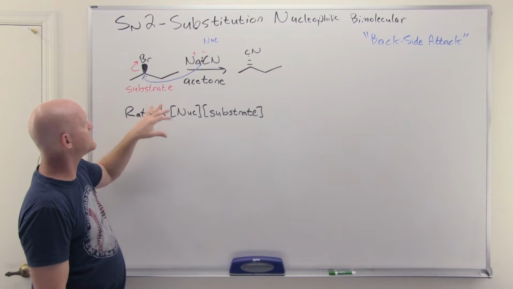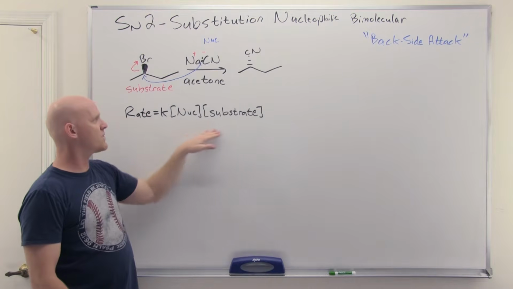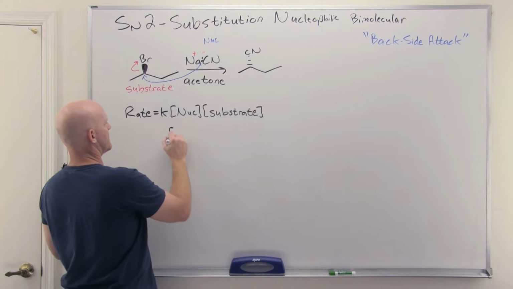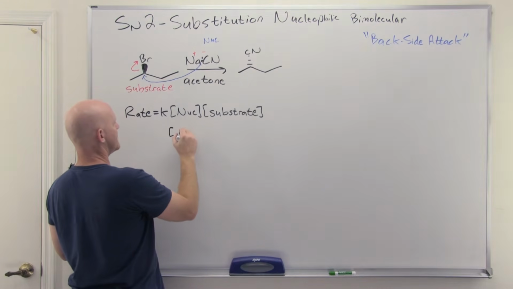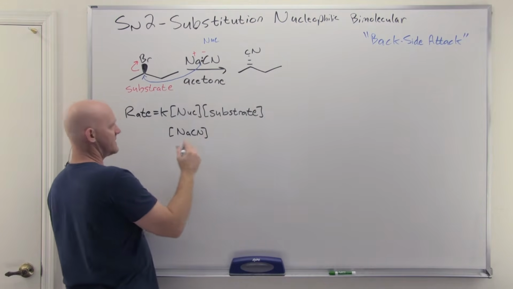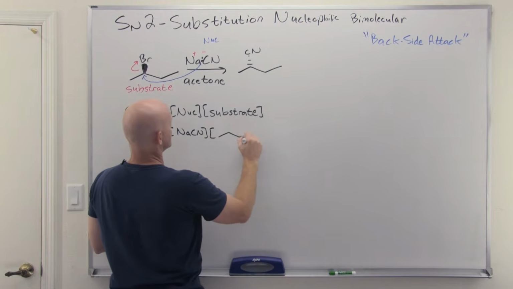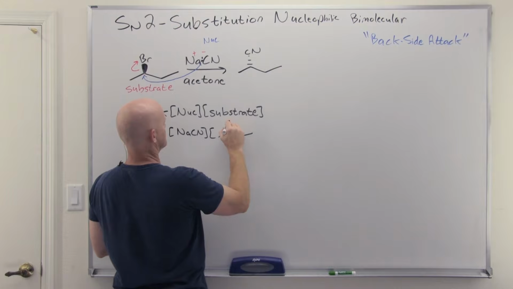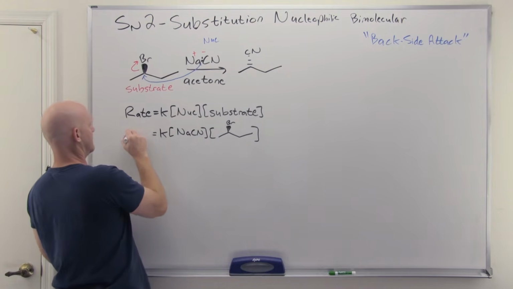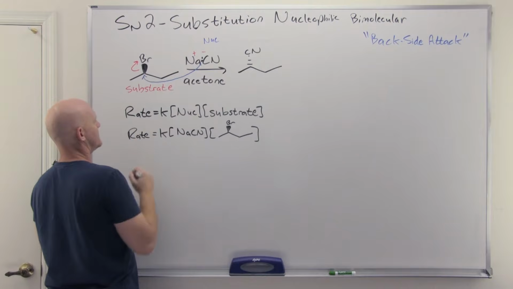All right, so in this case, again, if we look at our rate law, the nucleophile shows up here in our rate law. Whether we wanted to call that sodium cyanide or just plain cyanide, I'll put the entire thing. So you could just put cyanide there. And then our substrate, which in this case is the 2-bromobutane. And there's our rate law.